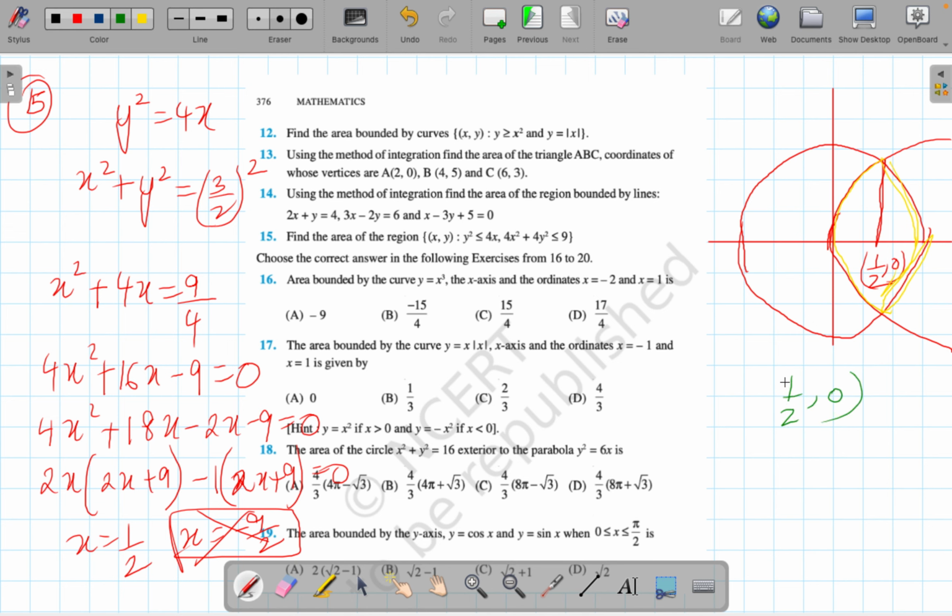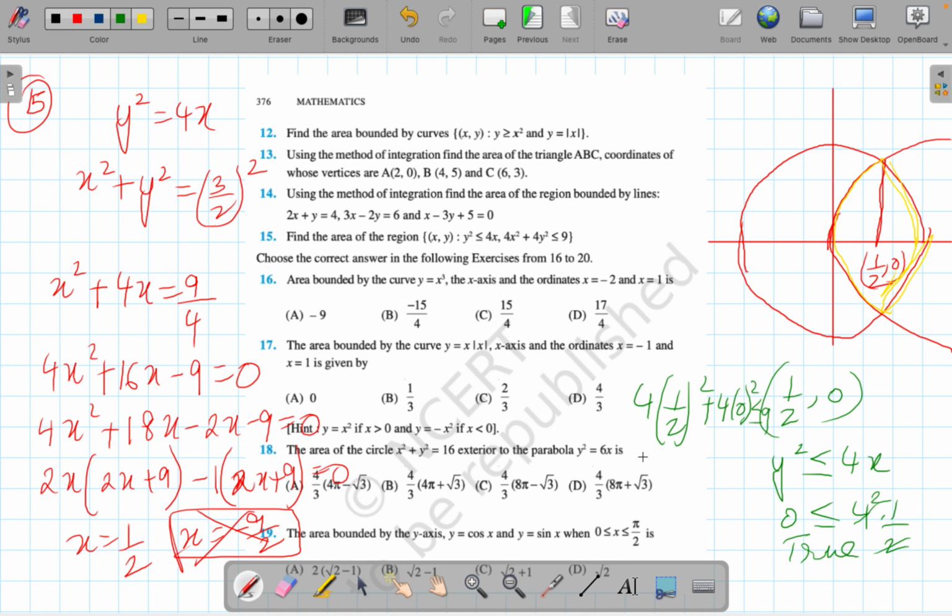Put half comma zero in both and check. y square is less than equal to 4x. Check what the value of y is. 0 is less than equal to 4 into half. This is true. And let's put the same here. 4 into 1 by 2 whole square plus 4 into 0 square is less than equal to 9. So check, 1 is less than equal to 9. This is also true, right? So since both are true, that means this is the shaded area.